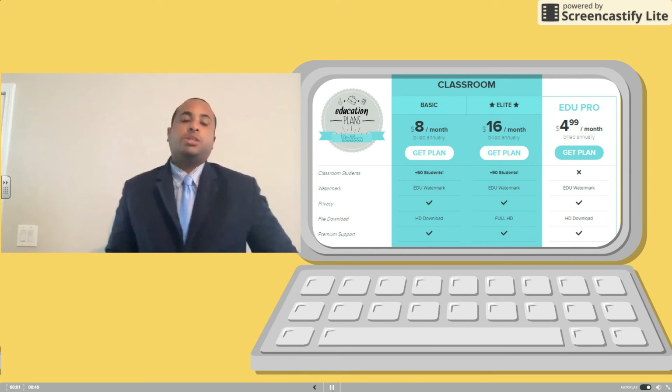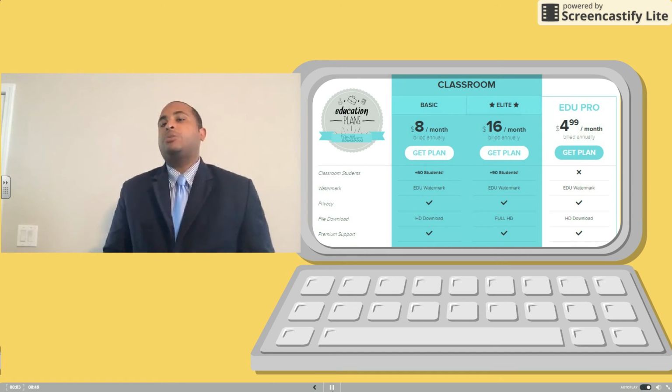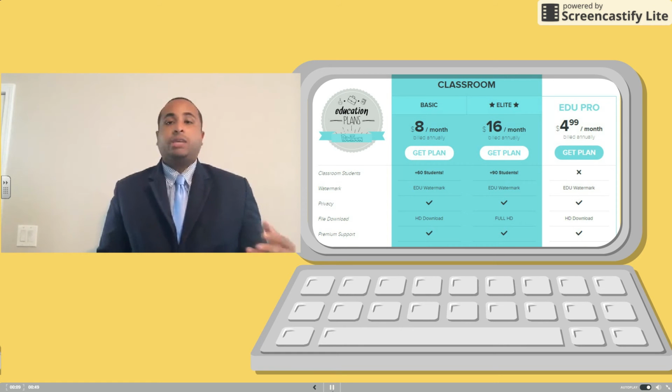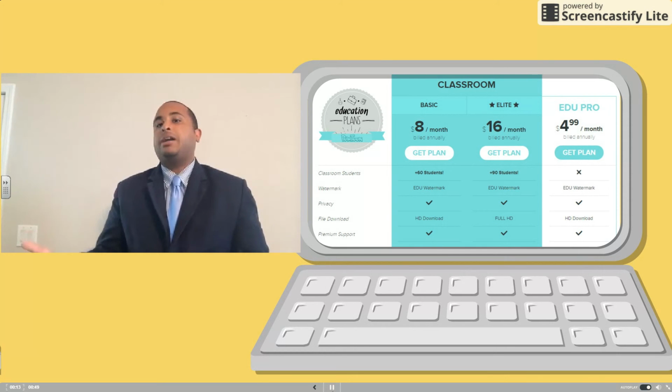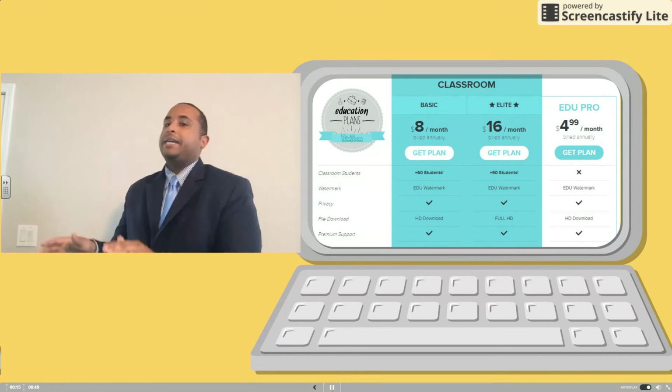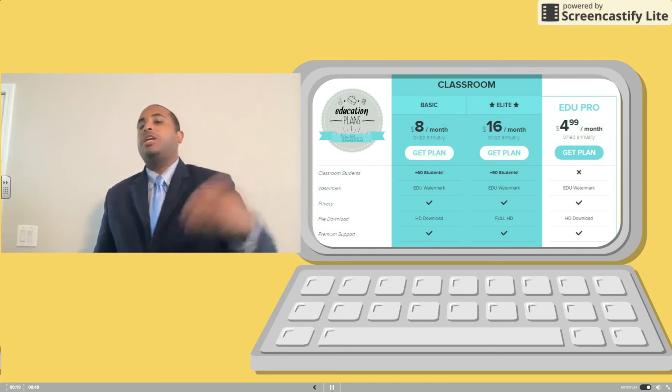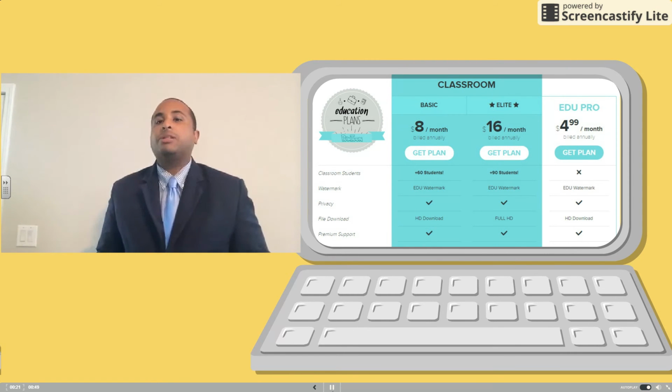With Powtoons, there are 3 separate levels for classroom educator licenses. There's a $5 EduPro account where it gives you the basic functionality of Powtoons. The next level up is an $8 basic, and then the very highest is a $16 Elite account, which they charge you over the year, but they divide it into separate months.